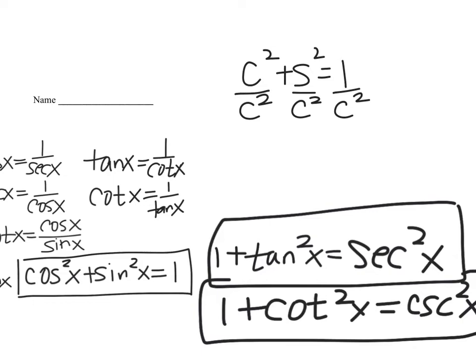Okay? Like if you're on a test and you forget it, you can do this really quickly. What is cosine squared over cosine squared? It's 1. What is sine over cosine? It's tangent, right? So sine squared over cosine squared is tangent squared. And then what's 1 over cosine squared? Well, what's 1 over cosine? Secant. And that squared would be secant squared. See? I got it from doing that.